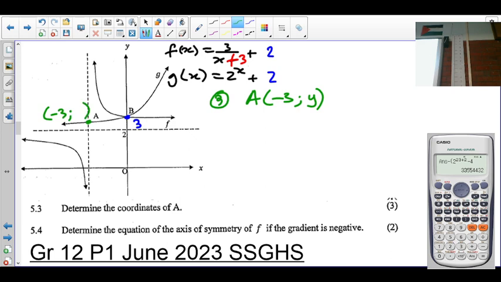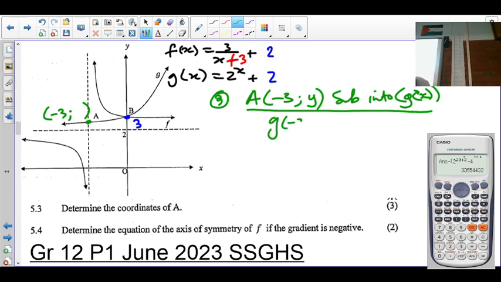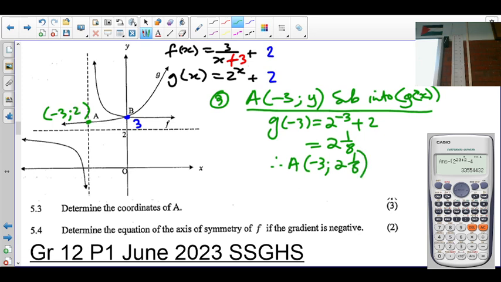So what we do is, we will substitute negative 3 and y into g of x. Why into g of x? Because the point A lies on g of x. Okay? So you say g of negative 3 is equal to 2 to the negative 3, which is 1 over 8 plus 2. So it's going to be 2 and 1/8, or it's going to be 17 over 8. So therefore A is going to be negative 3 and 2 and 1/8. Okay.